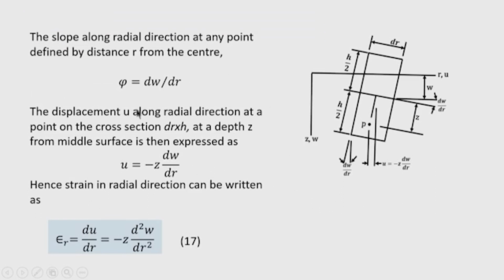Now, let us take the slope phi equal to dw by dr, or you can call it theta also, any angular symbol you can give here. So, u is minus z dw by dr, that is the displacement in the radial direction. Naturally, the strain in the radial direction will be epsilon r equal to the derivative of u with respect to r. So, if u is known, the strain in the radial direction is minus z d square w by dr square. So, strain in the radial direction is known.